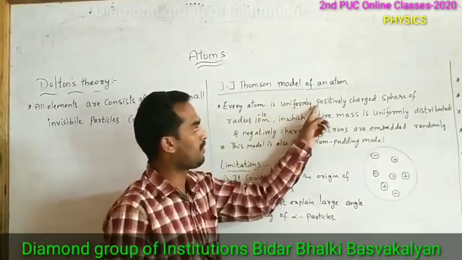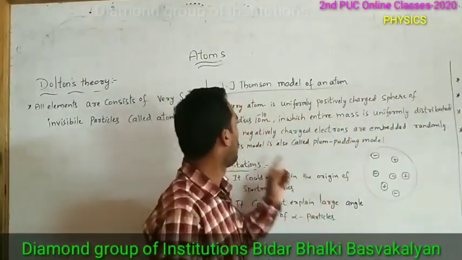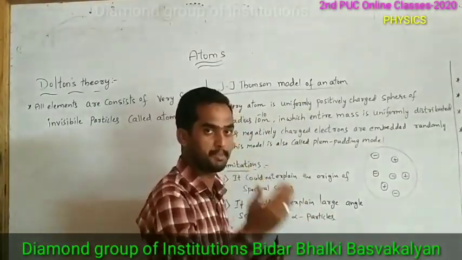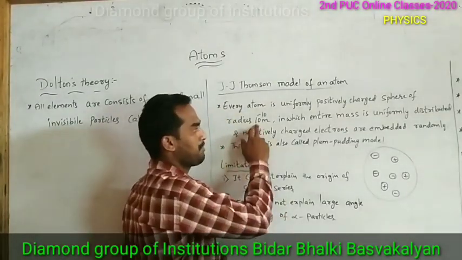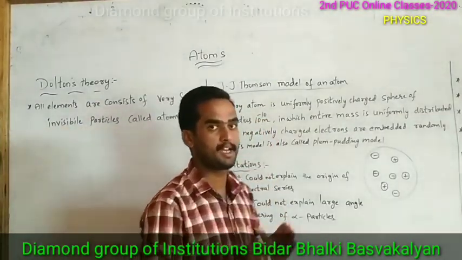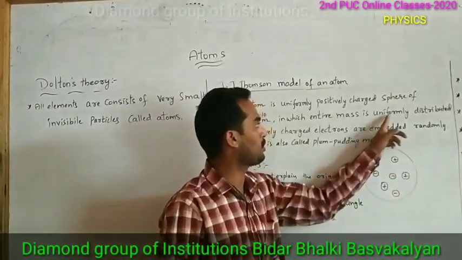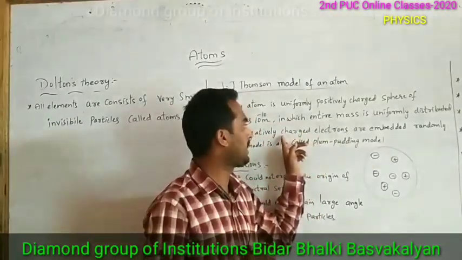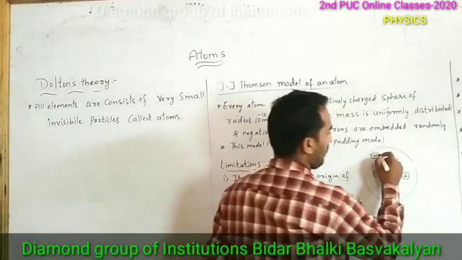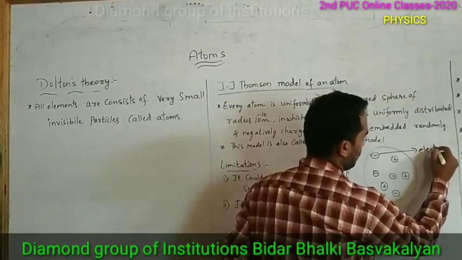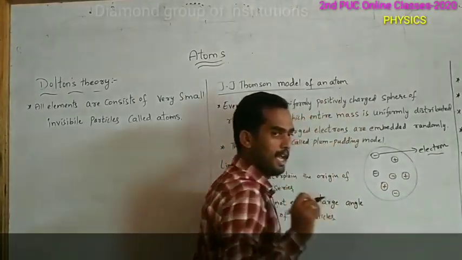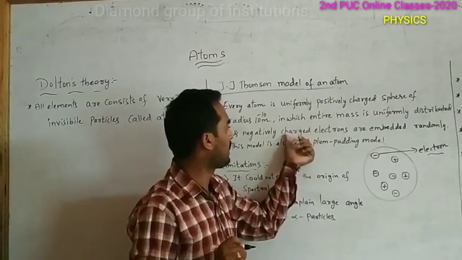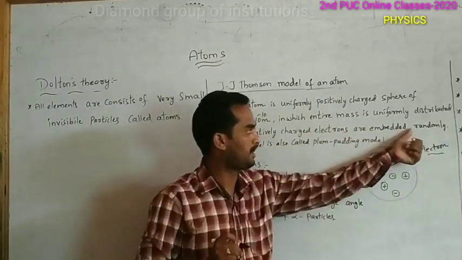Every atom is a uniformly positively charged sphere of radius how much? 10 power minus 10 meter. That means he said the atom is spherical in shape with a radius of 10 power minus 10 meter, in which the entire mass of the atom is distributed uniformly. And the negatively charged particles are called electrons. So regarding the atom, who said this? That is J.J. Thomson. The negatively charged electrons are embedded randomly.